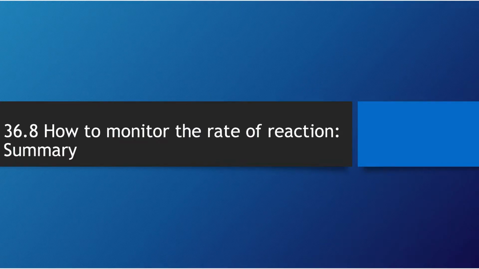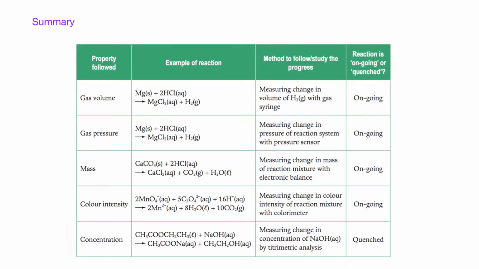So in this video we're going to make a summary on the ways to monitor the rate of reaction. This is the summary table. You can see that the first one is about the gas product. We're going to measure the volume of the gas produced. In this case, we have hydrogen. When the hydrogen is produced in the process, it will be collected by a gas syringe.